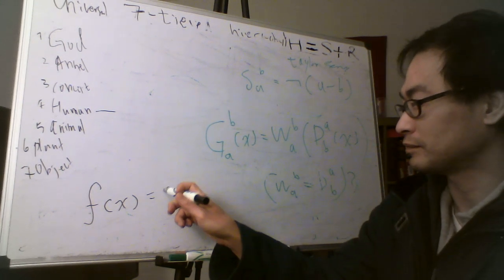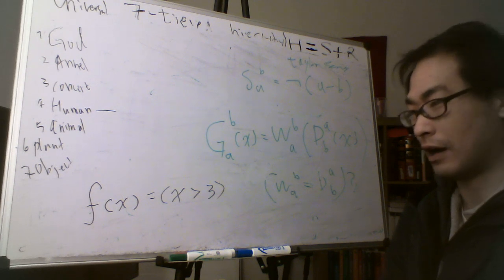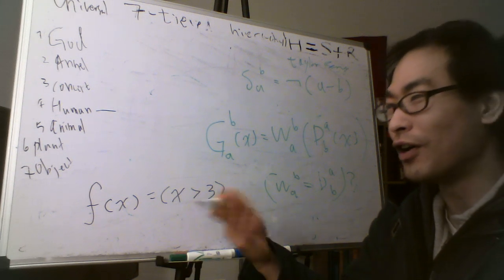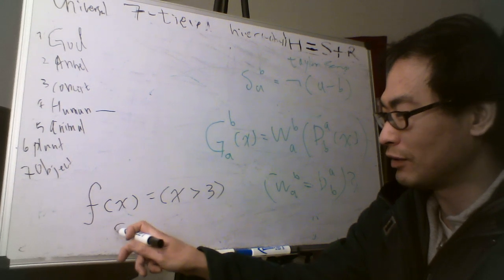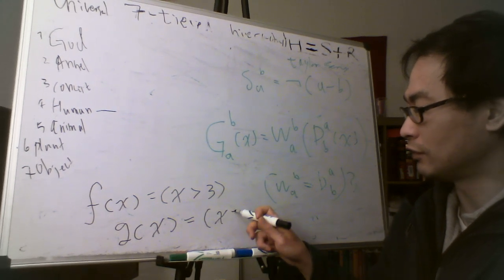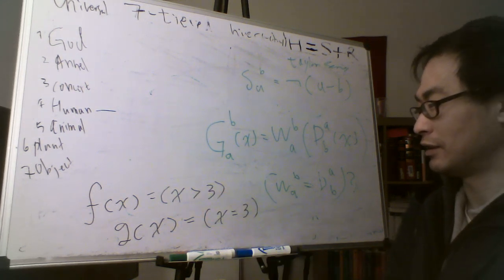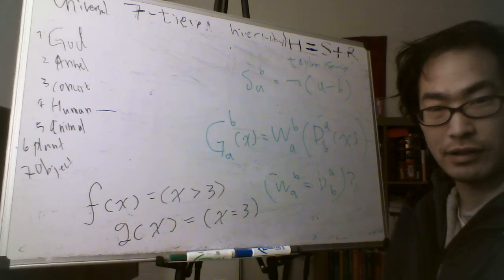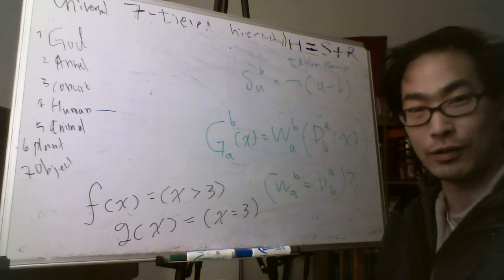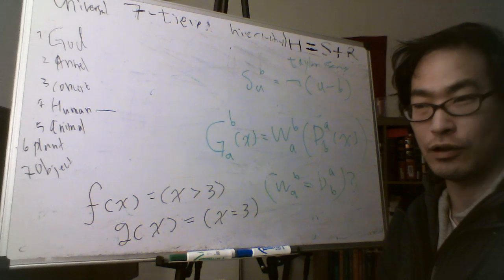It can look like this. Here's another example, something even funkier. g(x) is equal to x equals 3. You have an equality sign here, an equality operator. It's a Boolean function. Why? Depending on input, it gives you 0 or 1, true or false. Do you see the point? This function is a Boolean function because the output is either 0 or 1.